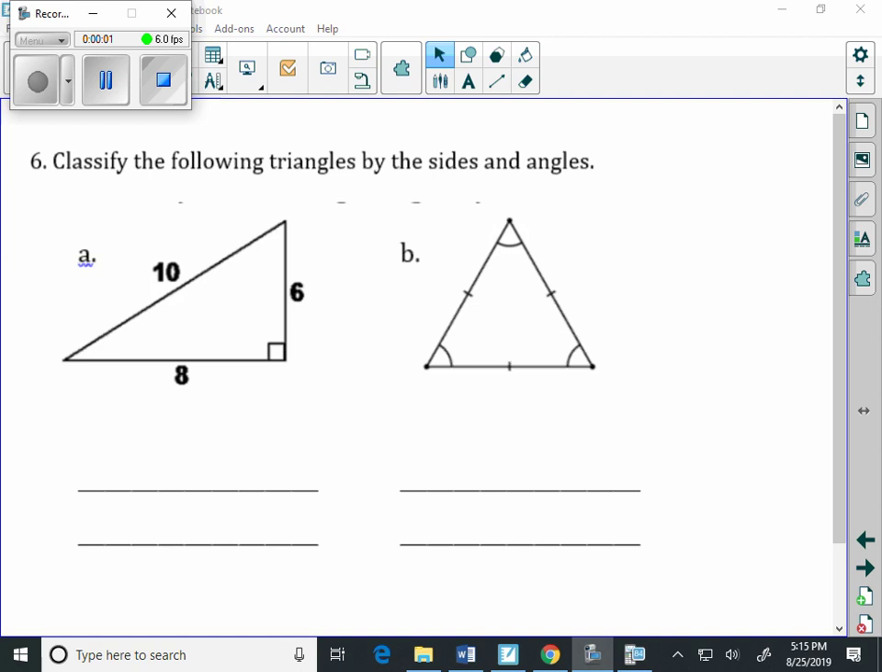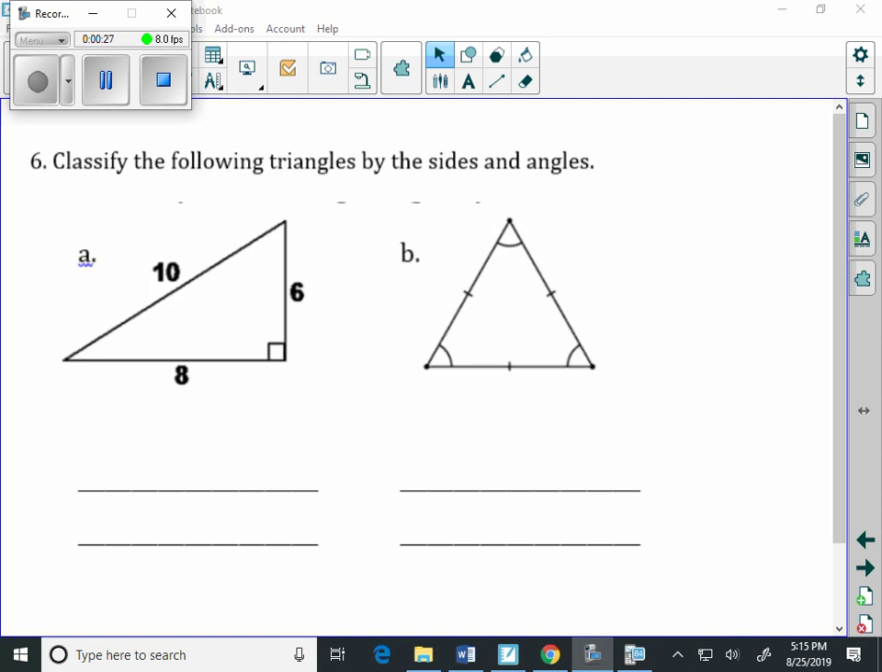Classify the following triangles by the sides and the angles. So go back and look at your section 1.5 notes to study the vocabulary words that go with this. But as we take a look at letter A, the first thing, if I name it by sides, we have 6 and 8 and 10. We have 3 different side lengths on the sides of our triangle.